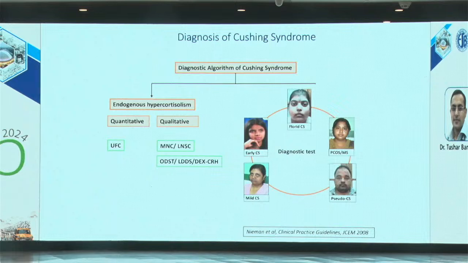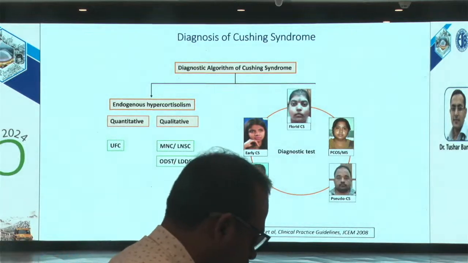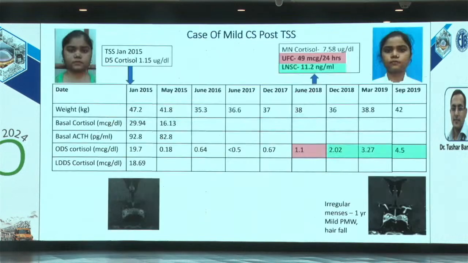But an important point in Cushing's is that there are various presentations in which we have to apply different tests. If you get a florid Cushing's, it's going to be a different test, and for mild Cushing's we have to differentiate between PCOS and metabolic syndrome, and definitely rule out pseudo-Cushing syndrome. Let's look at how different tests behave in these different subsets or presentations of Cushing disease.